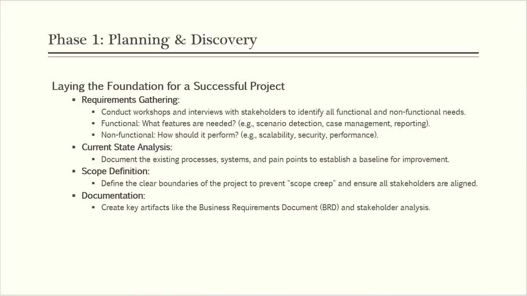We collect these kinds of requirements from all the stakeholders. On the functional side, what features are needed in the system: scenario detection, case management, reporting, identifying customer behavior, 360-degree profiling of customers, identifying customer transactions and detecting anomalies in them, and reducing false positive rates. All these things should be in the system. We also draw process flow diagrams, swim lane diagrams, and transaction diagrams for the current state and the future state.